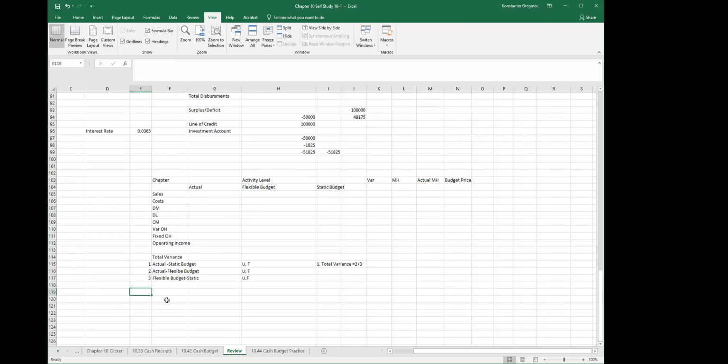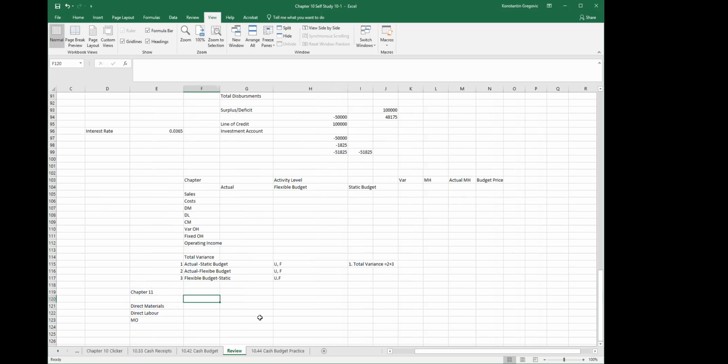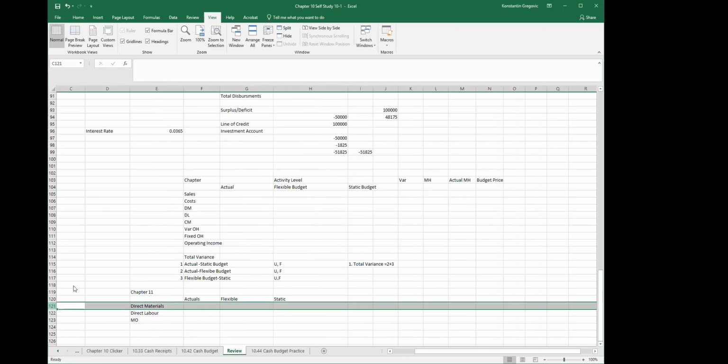So on chapter 11, which is today's lecture, we're going to drill down on these variances. These are level one and level two variances. So right here for direct materials, direct labor, manufacturing overhead, we are going to use the same format, but we're going to go one level down. We're going to have our actuals again, a flexible budget again, and then our static.